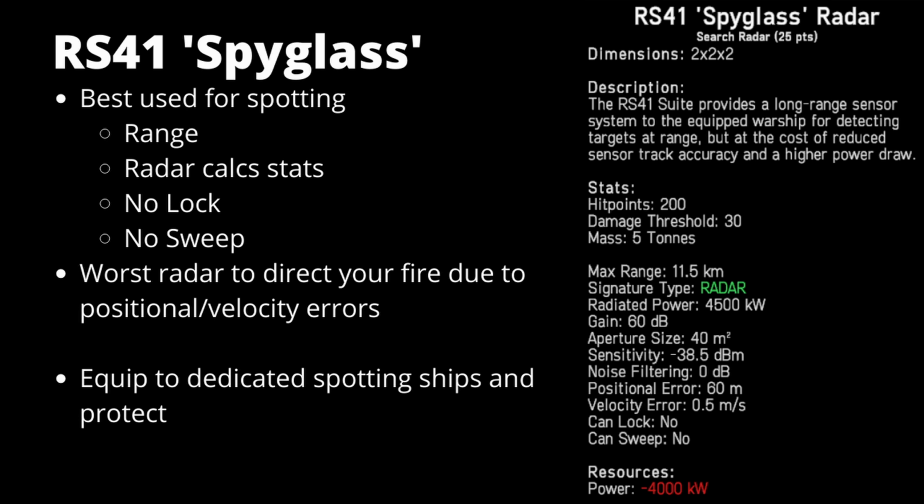You can also obviously mitigate this by using a spyglass to provide the search, and then using a bullseye radar to lock that target. So therefore removing the positional and velocity errors, or reducing the positional and removing the velocity errors that come associated with the bullseye radar.